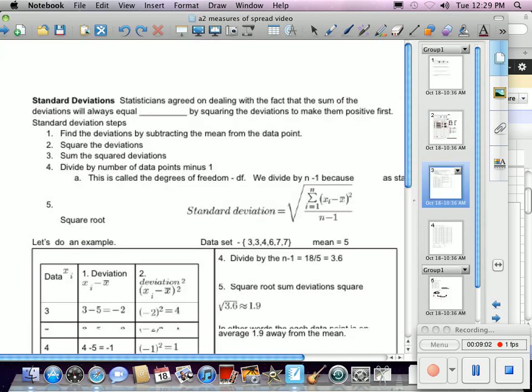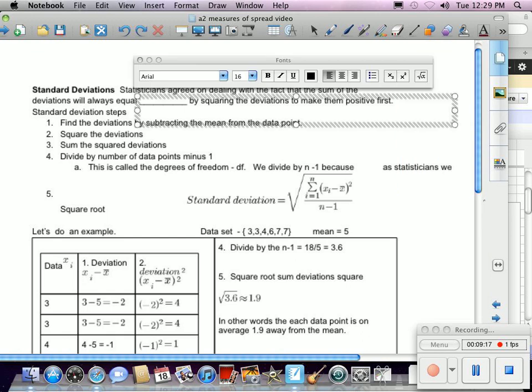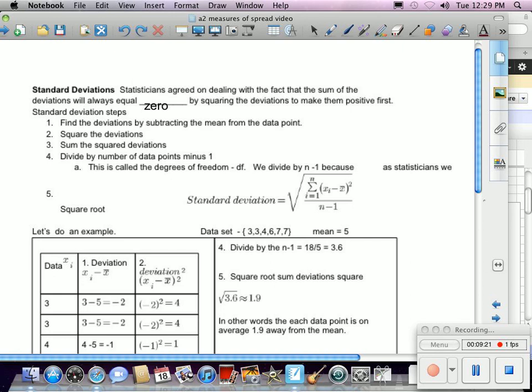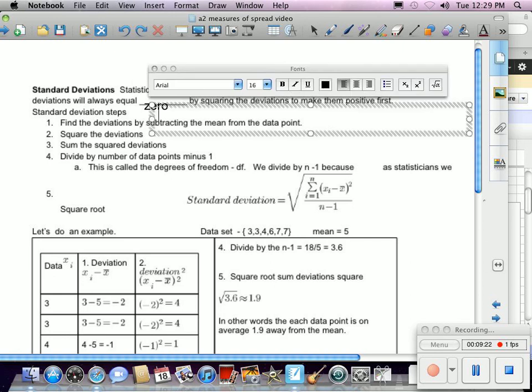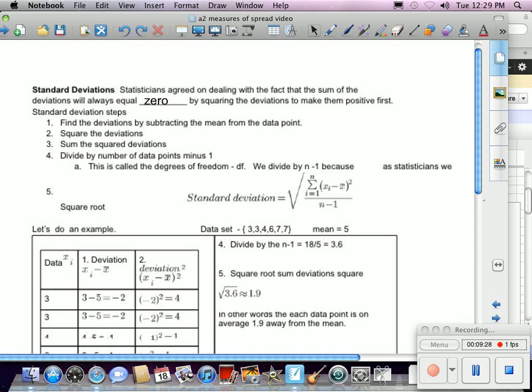Now, here's an example of what I worked at. So standard deviations: statisticians agreed on dealing with the fact that the sum of the deviations will always equal 0 by squaring the deviations to make them positive, right? Because we all know that when we square something, it will make the individual deviations positive.